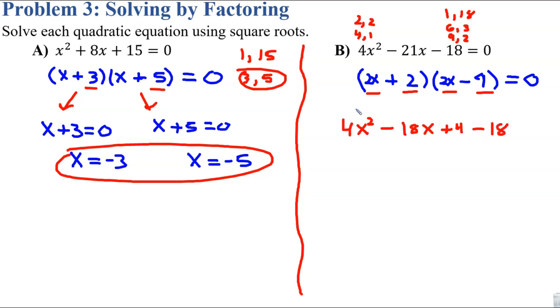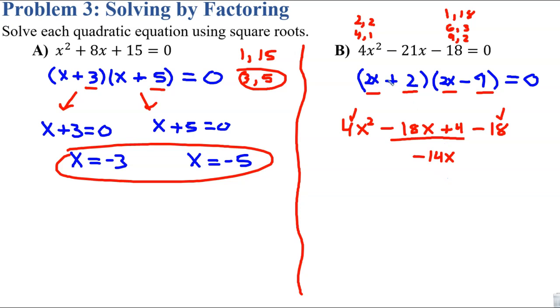Okay, we've got the x squared part. We've got the negative 18 part up here. But our issue is that the inner and outer don't add together to get the negative 21x. Negative 18 plus 4 is going to give me a negative 14x. So I don't have a big enough negative number. And that kind of clues me in that I need to come up with some bigger number combinations to make a bigger difference.